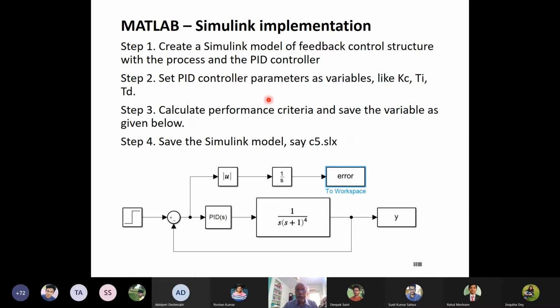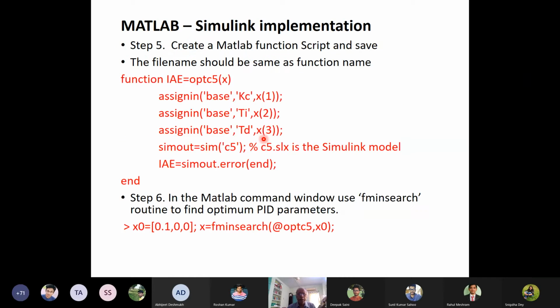So then I save this Simulink model. Here I have used the integral absolute error performance criteria, which is represented by this error variable. I save this Simulink model with some name, let's say C5.SLX. Once I save the Simulink model, then I go to the MATLAB environment.